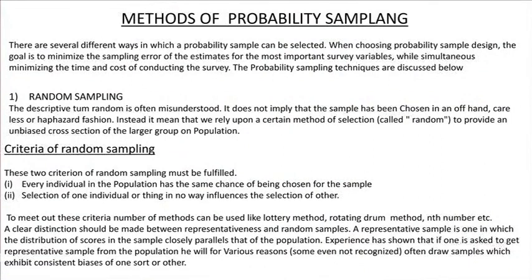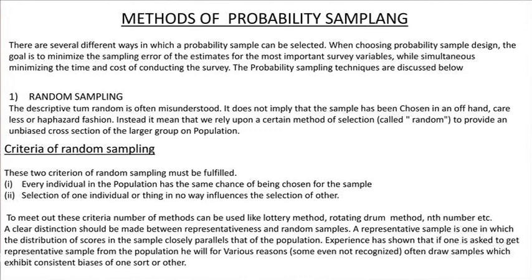A representative sample is one in which the distribution of scores in the sample closely parallels that of the population. That means a representative sample will be one where the mean will be equal, it cannot be just almost the same, but it will be equally parallel to the mean of the population.